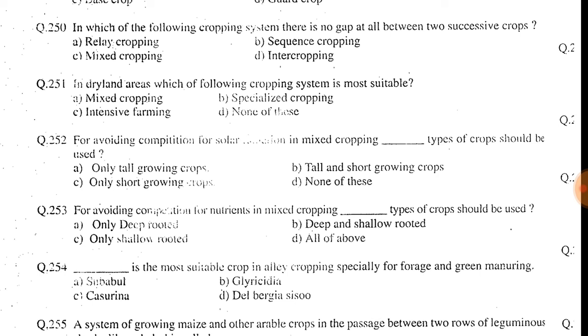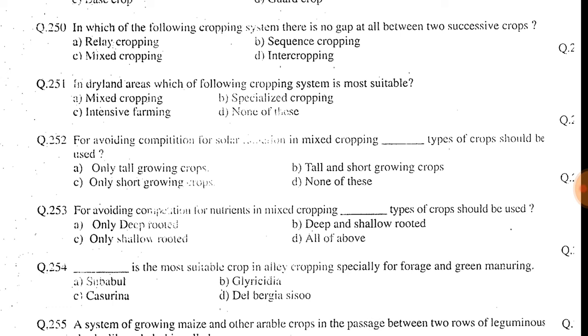251. Mixed cropping. In dryland areas, which of the following cropping systems is most suitable? Dryland areas में mixed cropping suitable है. 252. For avoiding competition for solar radiation in mixed cropping, tall and short growing types of crops should be used. 253. For avoiding competition for nutrients in mixed cropping, deep and shallow rooted types of crops should be used.